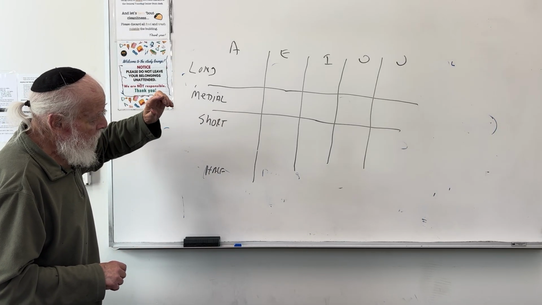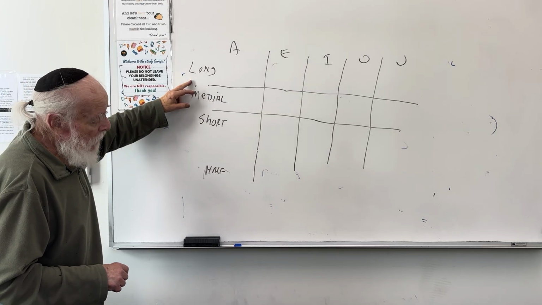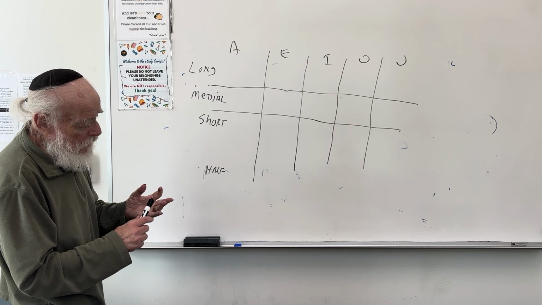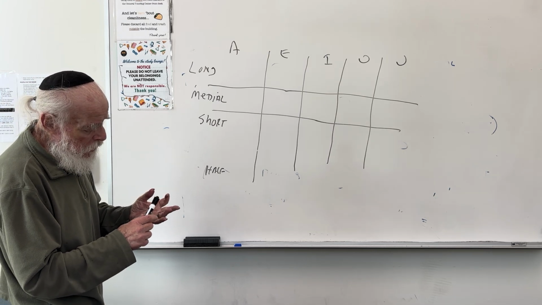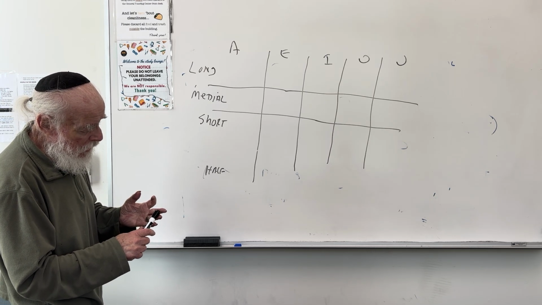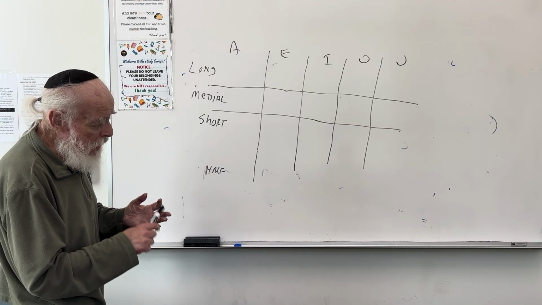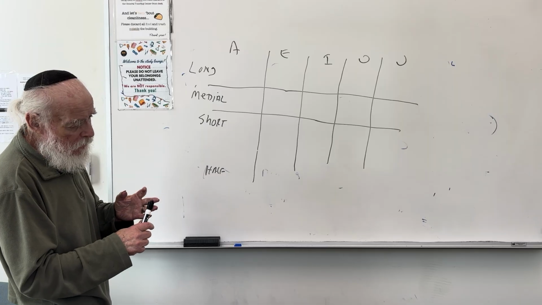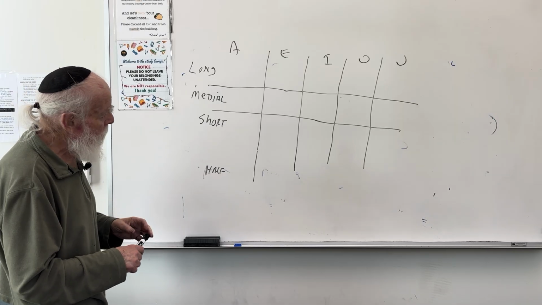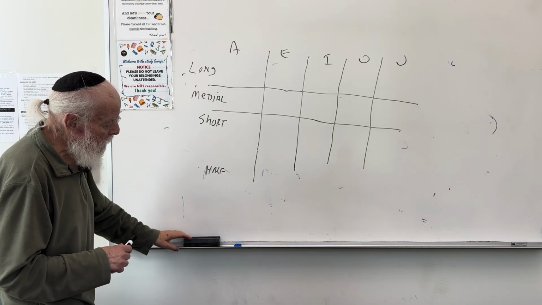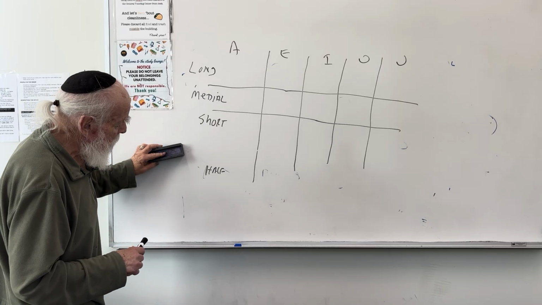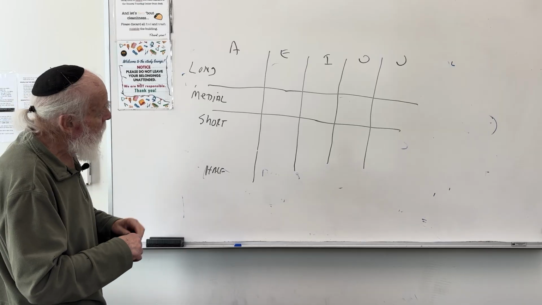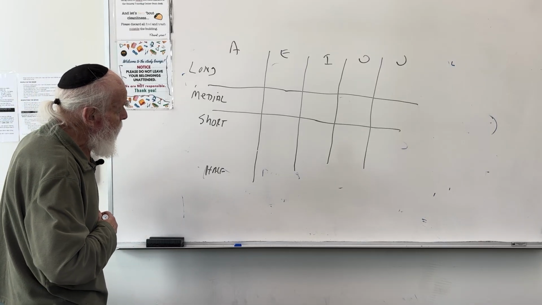Let me just give a little introduction. If a vowel is a long vowel, it's found in an open syllable. If a vowel is a short vowel, its regular position is a closed syllable. I'll explain that in a second. A medial vowel is in between long and short, either in an open syllable or a closed syllable. What is meant by open and closed syllables, we'll go into that once we finish the chart of the vowels as they are. To begin with, the long vowel of the A.